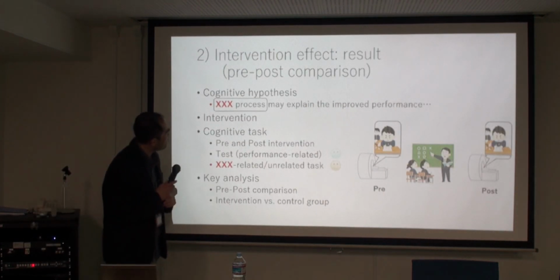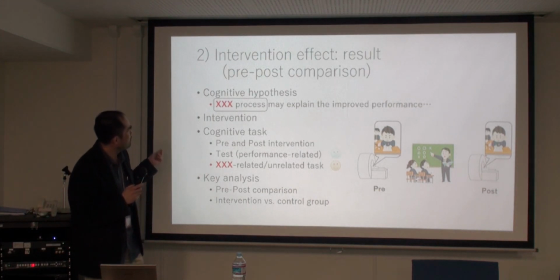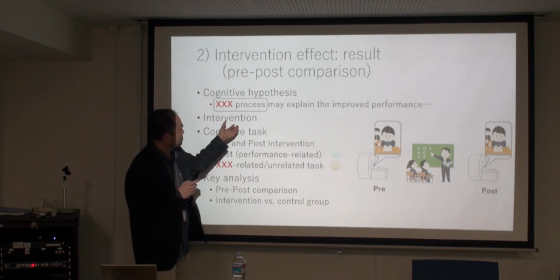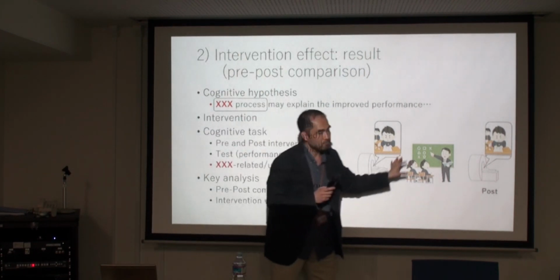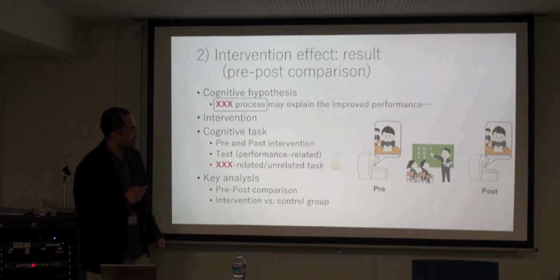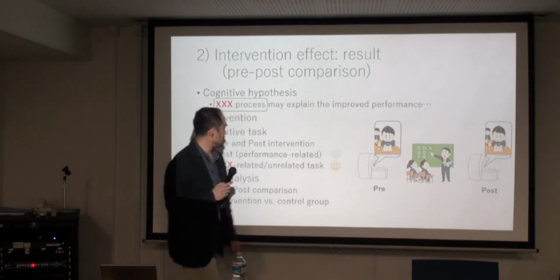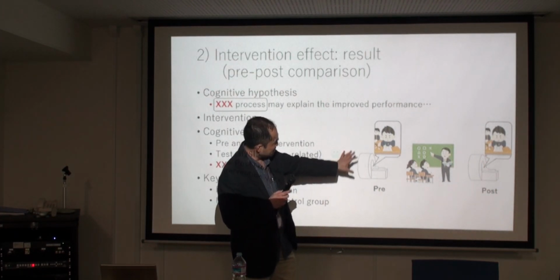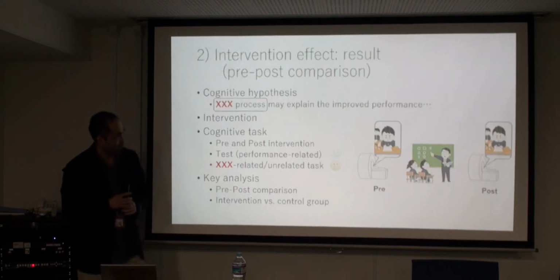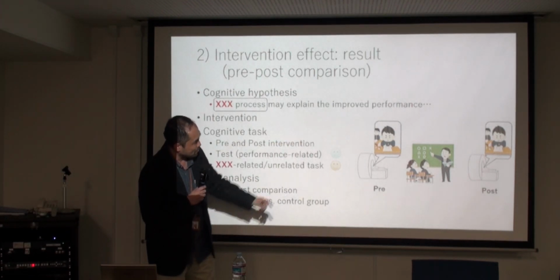The second approach is the intervention effect in terms of results. That is a pre-post comparison. In this case also you can assume that, for example, some process may explain the improved performance, and then you can design some intervention, some learning experiment, and measure the activation before and after this intervention. And here again, it's quite similar to the previous case. The choice of the task you choose in this experiment is quite important.